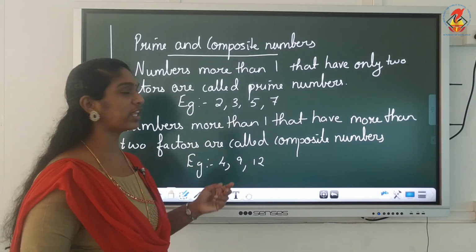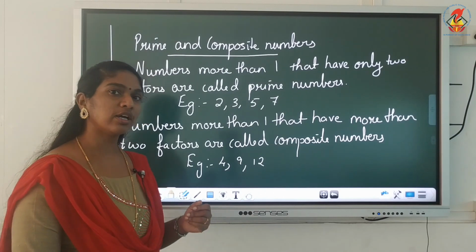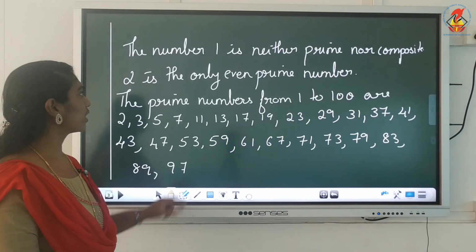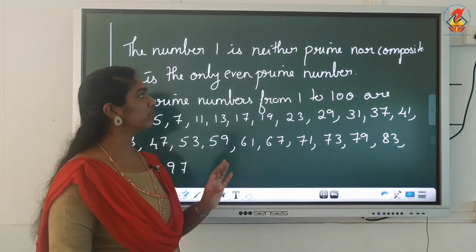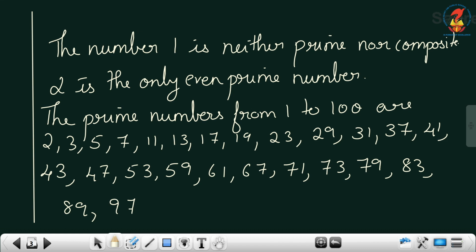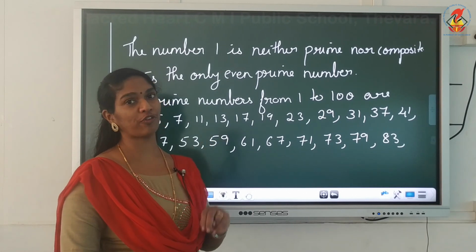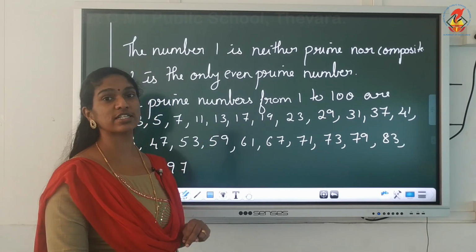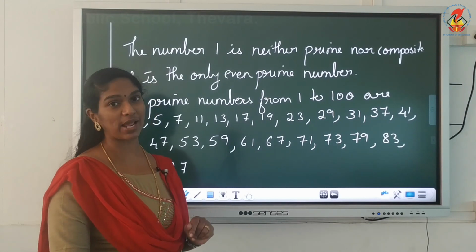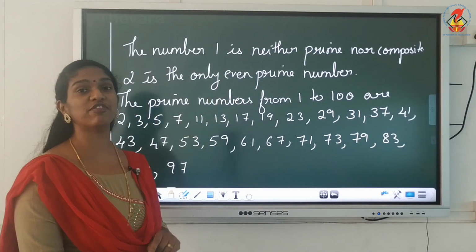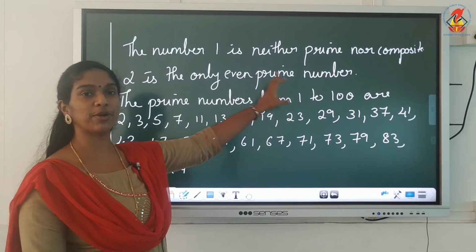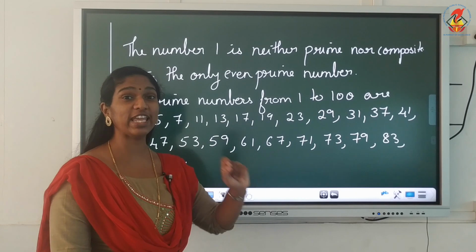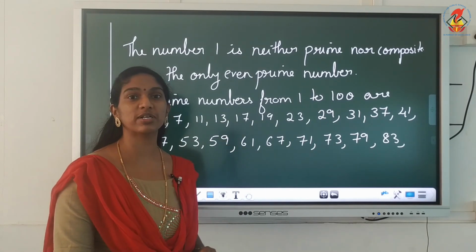Now in this they are telling more than 1. So what about 1, children? The number 1 is neither a prime number nor a composite number. Okay. Then 2 is the only even prime number. What is a prime number? The numbers which have only 2 factors. So in that set of prime numbers, 2 is the only one which is an even prime number. The rest of the prime numbers are odd.